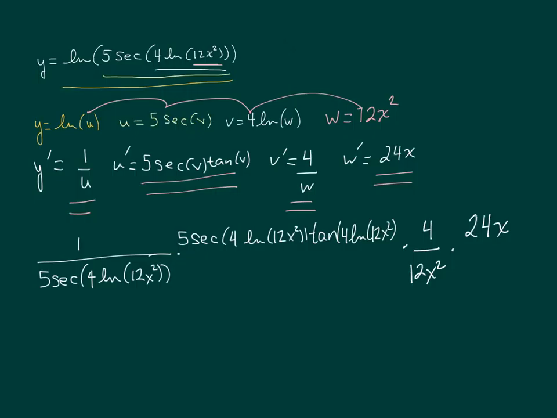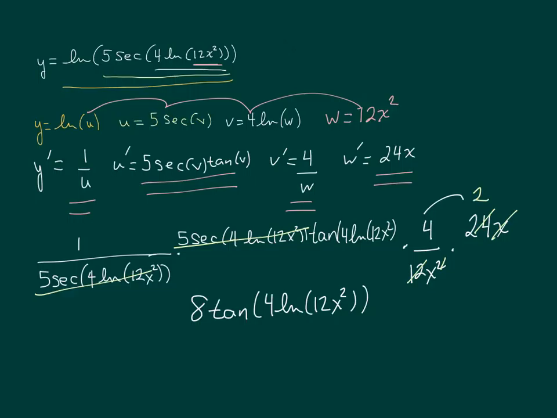So it looks pretty big and bad. However, this and that, because that's all being multiplied, can cancel. 12 can go into 24 2 times. I can cancel this 1x with that 1x on the bottom. So all I'm left with up top is 4 times 2, 8. The tangent piece, 4 ln of 12x squared. And then on the bottom, I just have 1x left over.